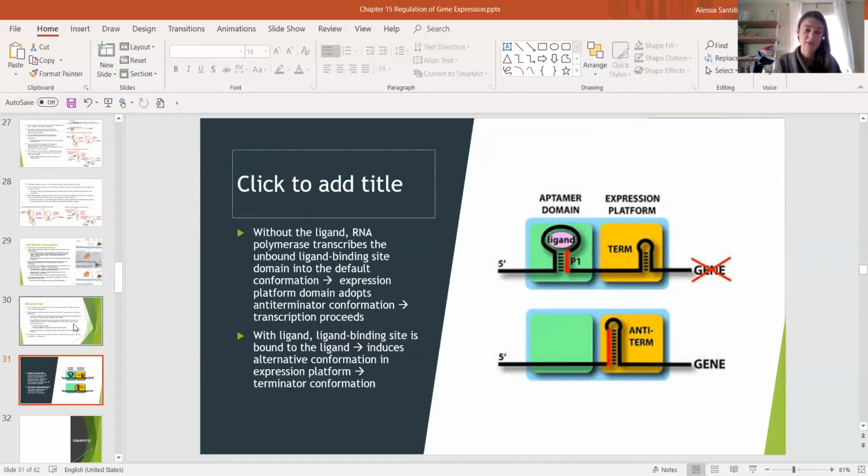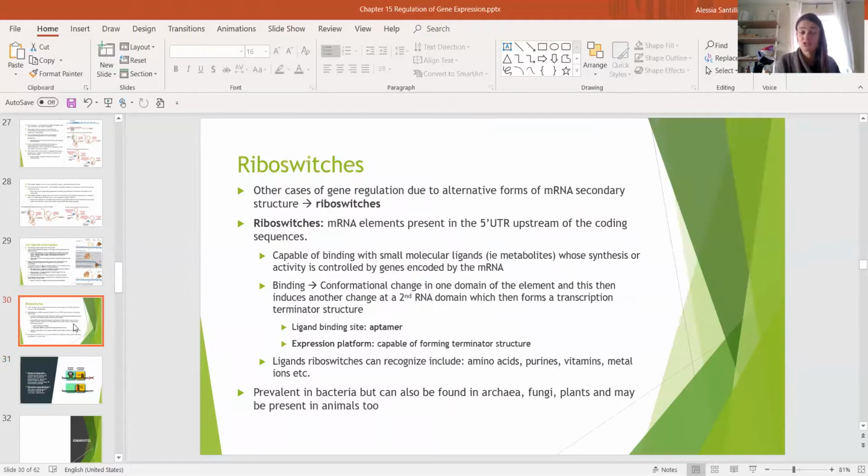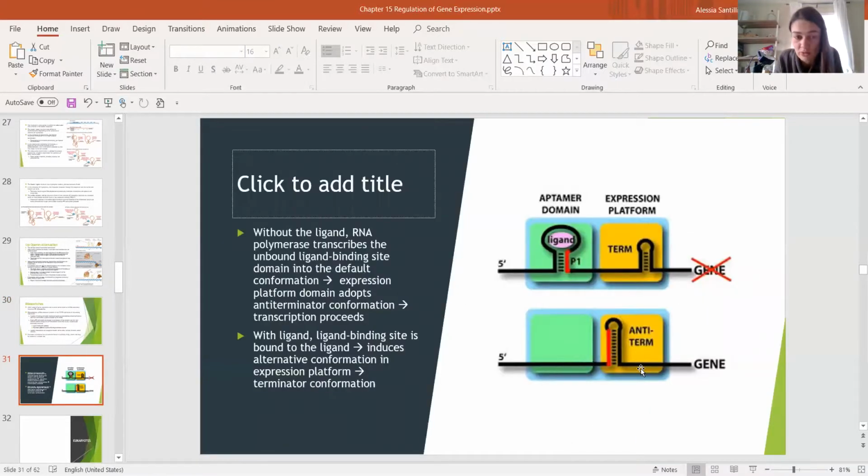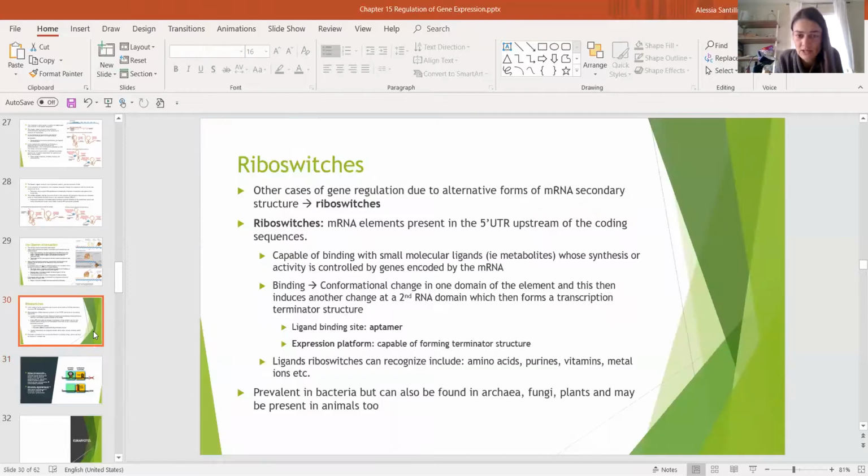That's essentially how riboswitches work. They literally are like a switch, the ligand binds or not. The specific site that the ligand binds to is called the aptamer, and the expression platform is basically the platform where all these possible secondary structures can be made. So either the terminator loop or the anti-terminator loop, one of those structures. It's pretty simple, really. There's nothing too complicated about them.